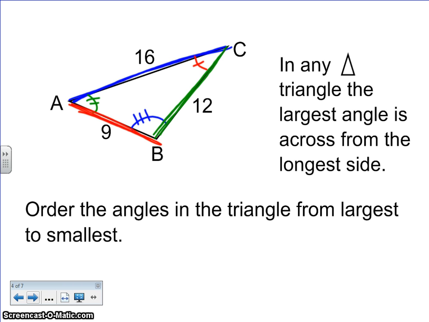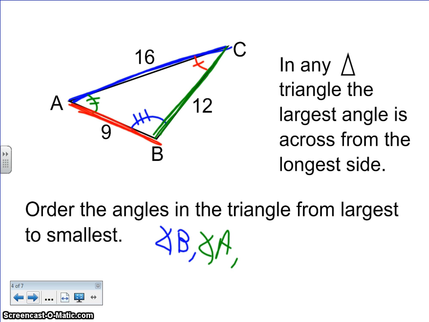So now we read the question after we've gotten everything worked out. It says, order the angles in the triangles from largest to smallest. Well, the largest angle was the one across from the 16, so it's going to be angle B that is the largest. The one in the middle is going to be the one across from the 12, so it's going to be angle A.